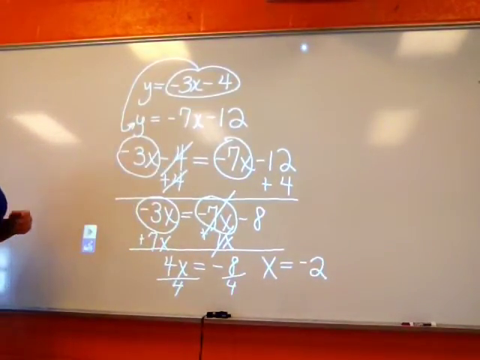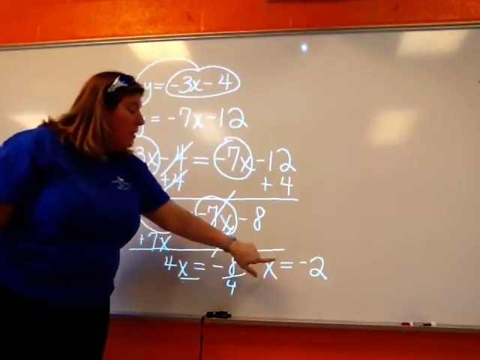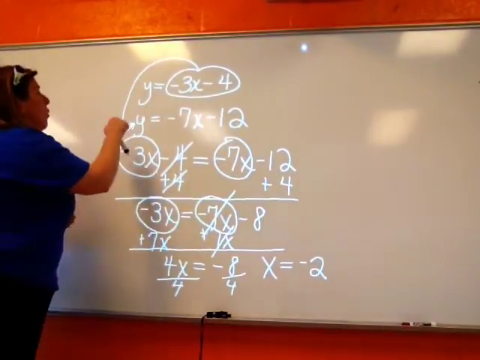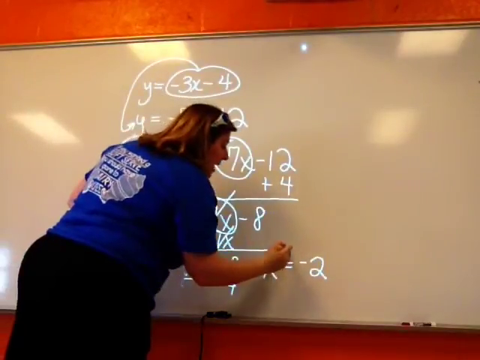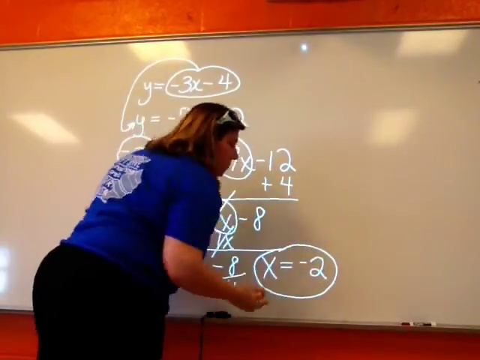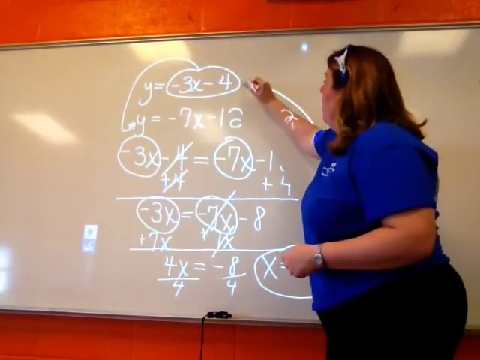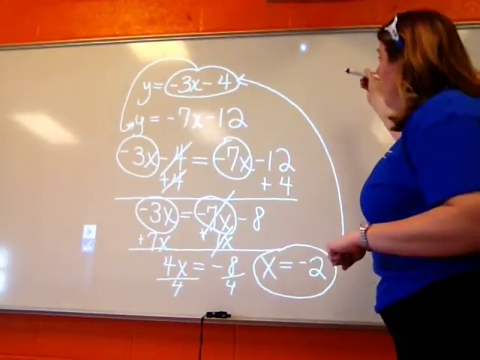Now, since I know that x is negative 2, I can take my x and figure out my y. And it doesn't matter which of the two equations I substitute this into. So I'm going to take my x equals negative 2 and replace it up here. I'm going to pick this one just because it's on the top. It doesn't really matter which one I pick.